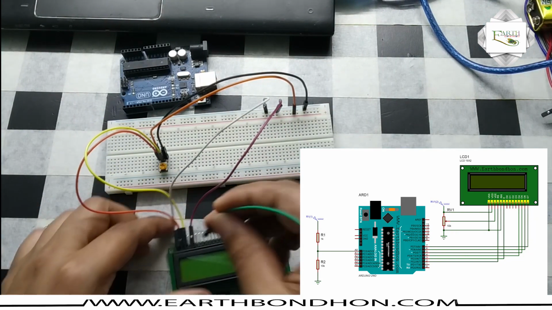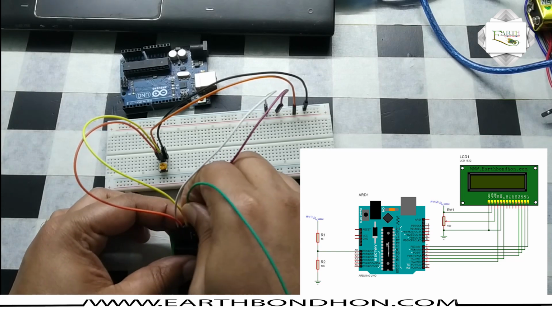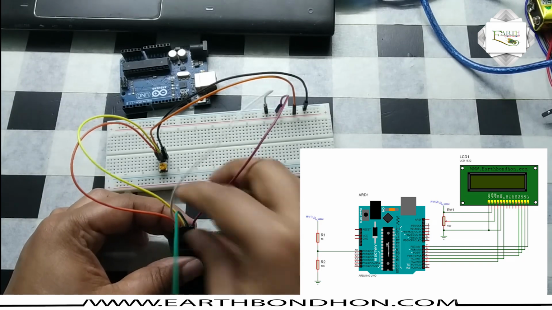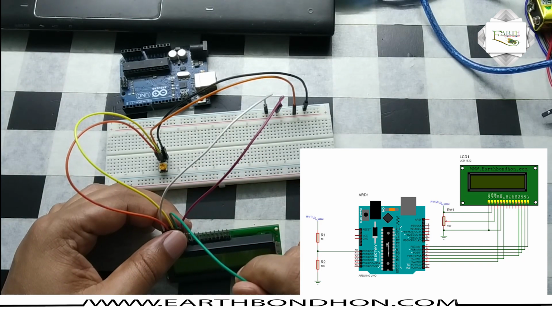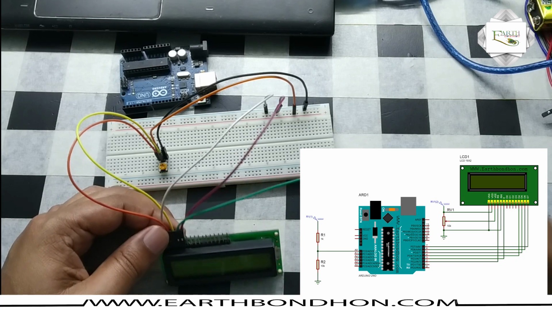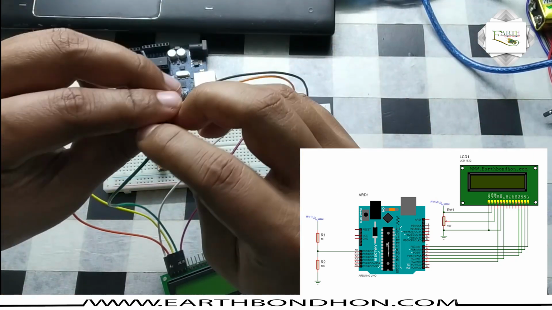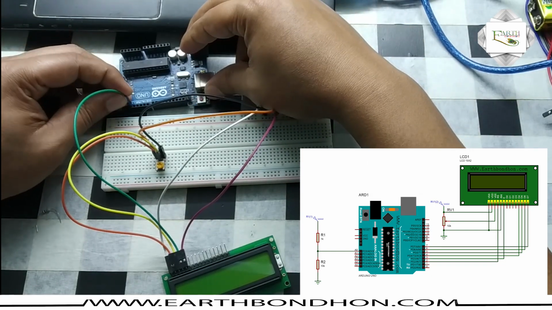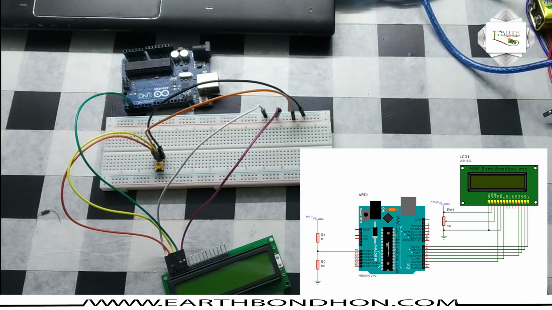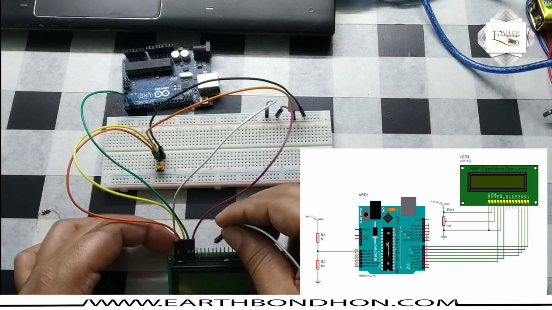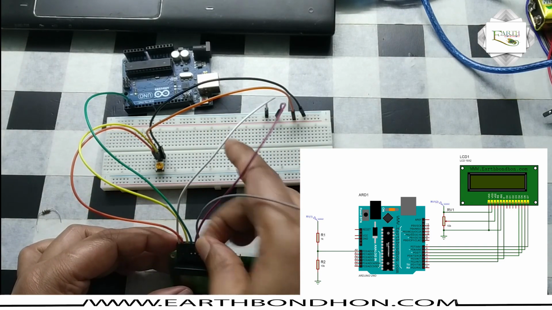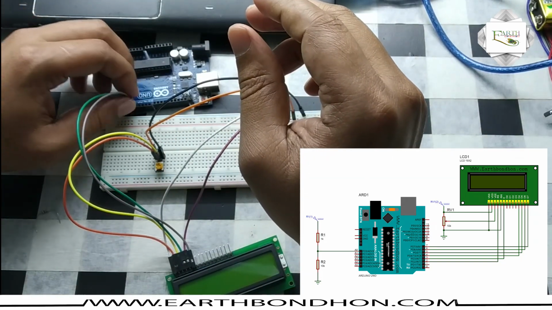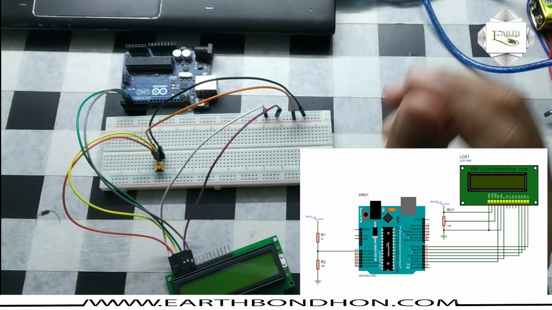Pin number 5. Pin number 4 is connected to a digital pin of the Arduino board, digital pin number 2. And pin number 6 is connected to digital pin number 3 of the Arduino board.